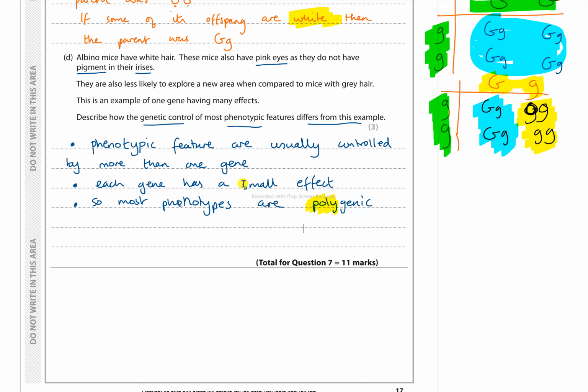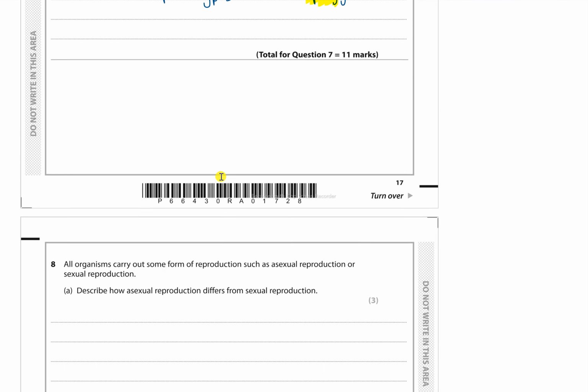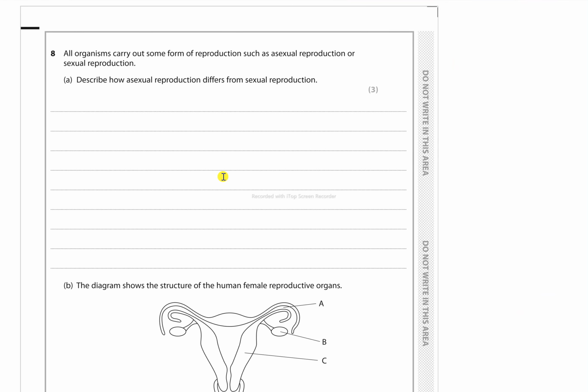Most single genes only affect one phenotype. Right, okay. Leave it like that. That's as far as my understanding goes on that. Right, we'll do this on the next question.